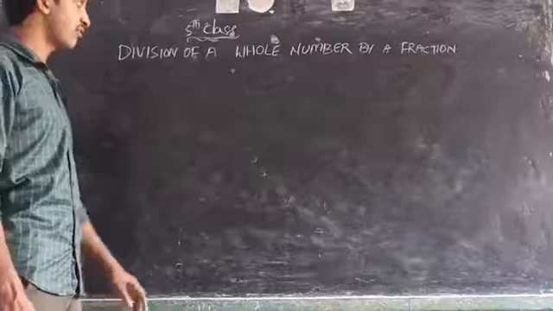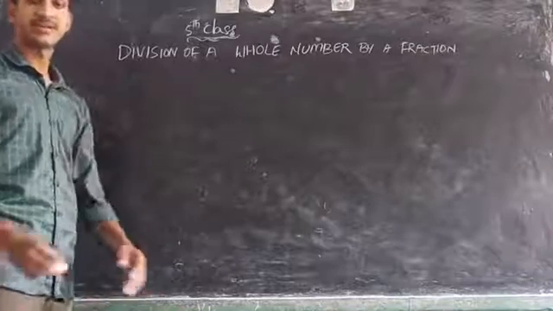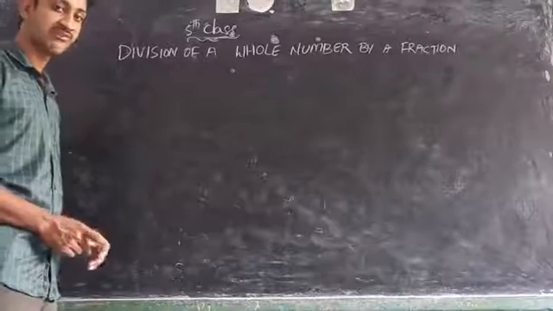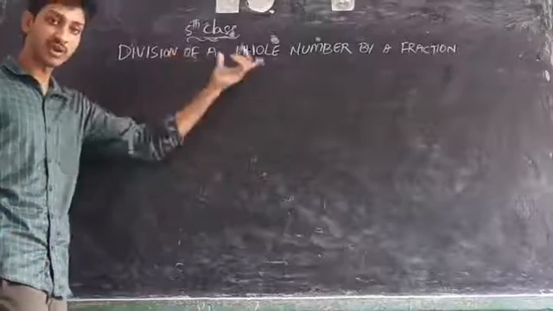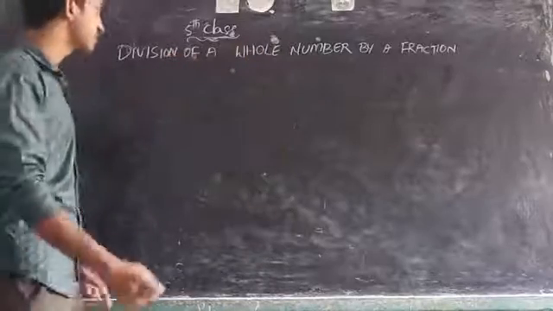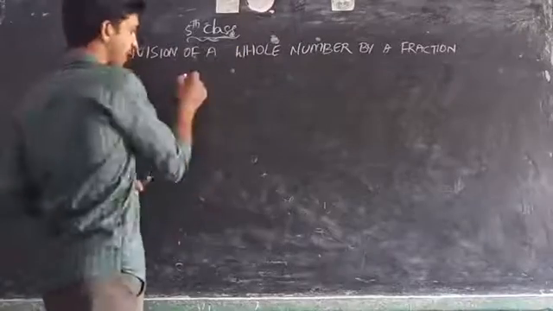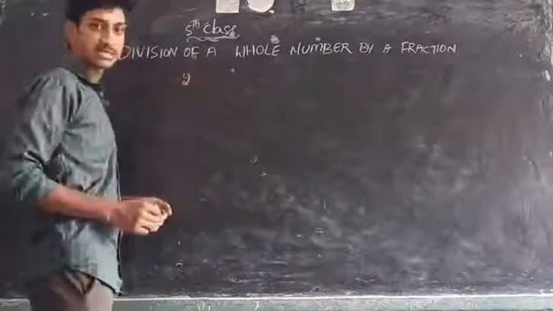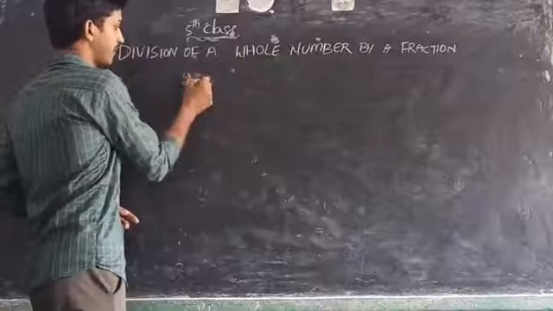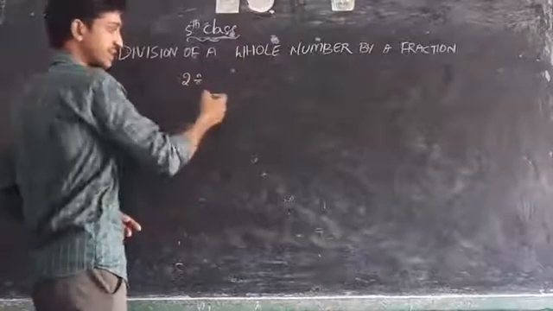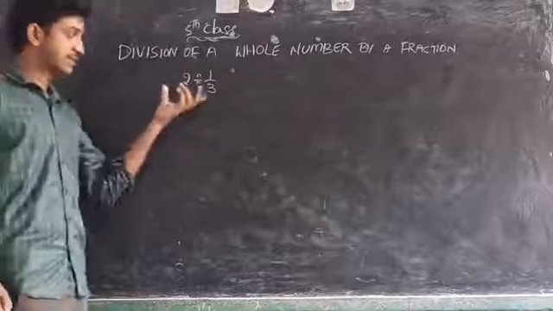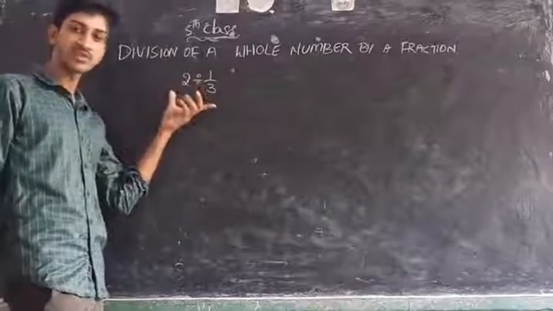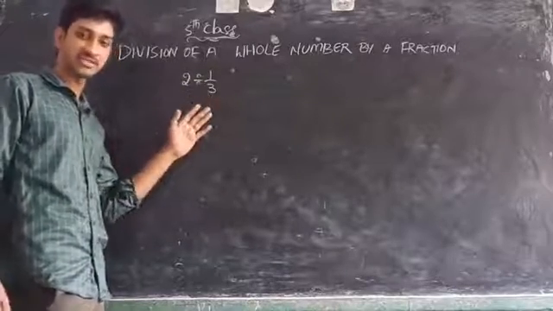The topic is division of a whole number by a fraction. In the previous class, we discussed division of a fraction by a whole number. Here, in this class, division of a whole number by a fraction means I am taking a whole number and it is divided by a fraction. I am taking 2 divided by 1 by 3. This type of problems we have to solve in this class.